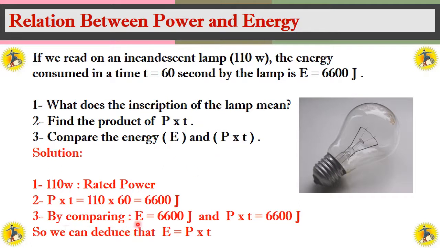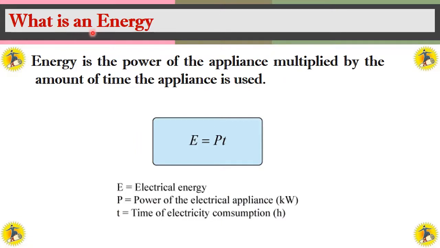Compare the energy and P times T. By comparing, E equals 6600 joule and the value of P times T is also 6600 joule, we can deduce that E equals P times T. What is an energy? Energy is the power of the appliance multiplied by the amount of time the appliance is used. E equals P times T. E is the energy, P is the power, T is the time.